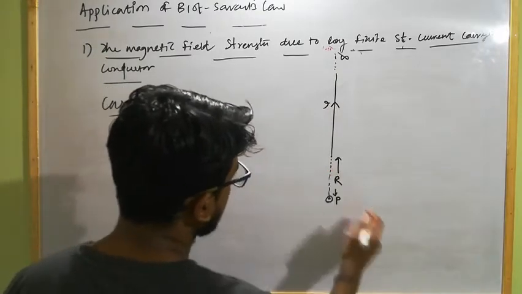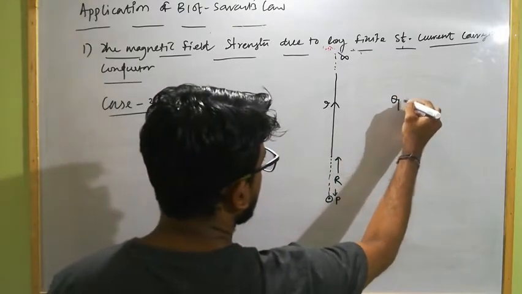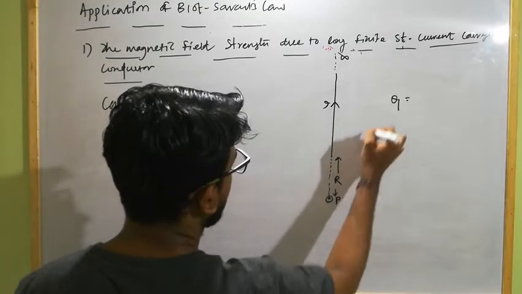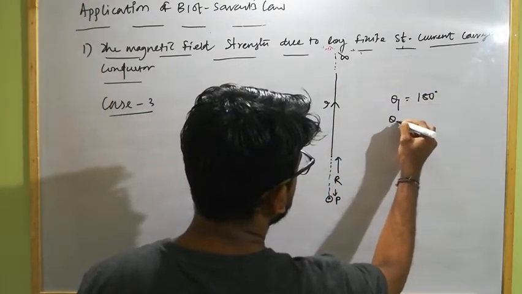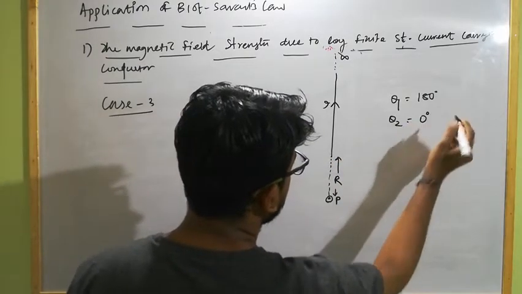So for this case, what will be the value of theta 1? This end makes an angle with this position vector, so this will be 180 degrees. And the value of theta 2 will be how much? This is along this, so it will be 0 degrees.